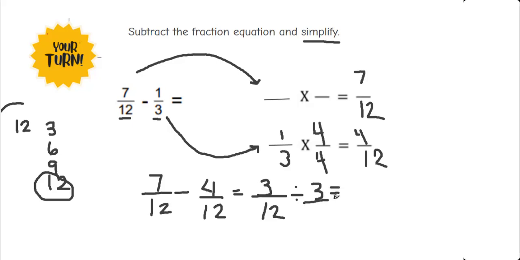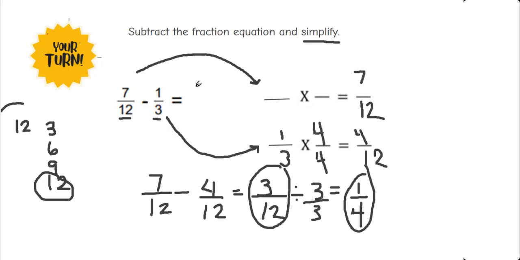And I know that I can divide the denominator by 3 as well. 12 divided by 3 is 4. So 3/12, sorry about that, is equal to 1/4. So the answer to this, after all of that work, 7/12 minus 1/3 equals 1/4. That was a lot of work. Give yourself a big pat on the back if you got that right.